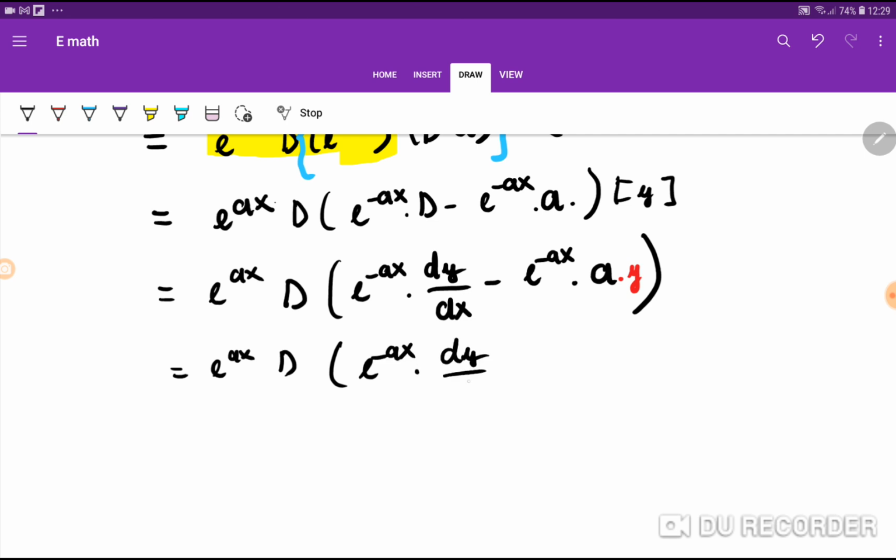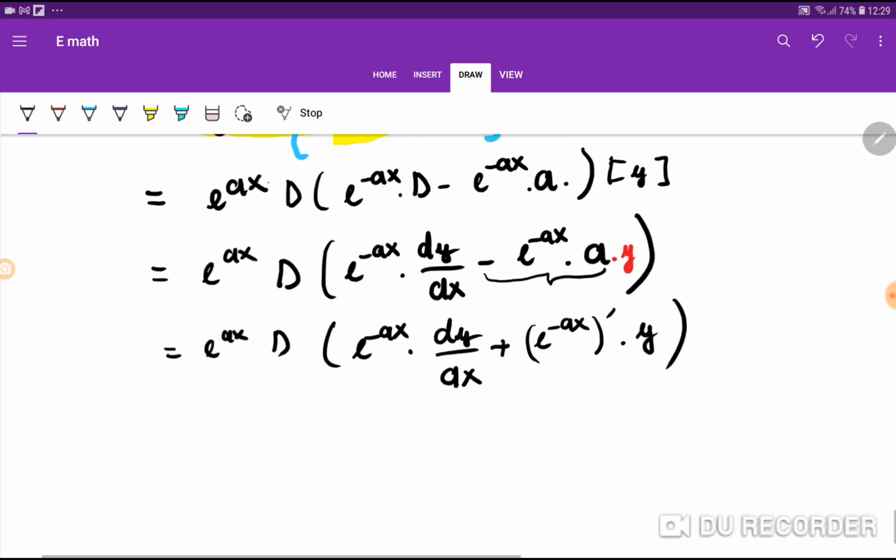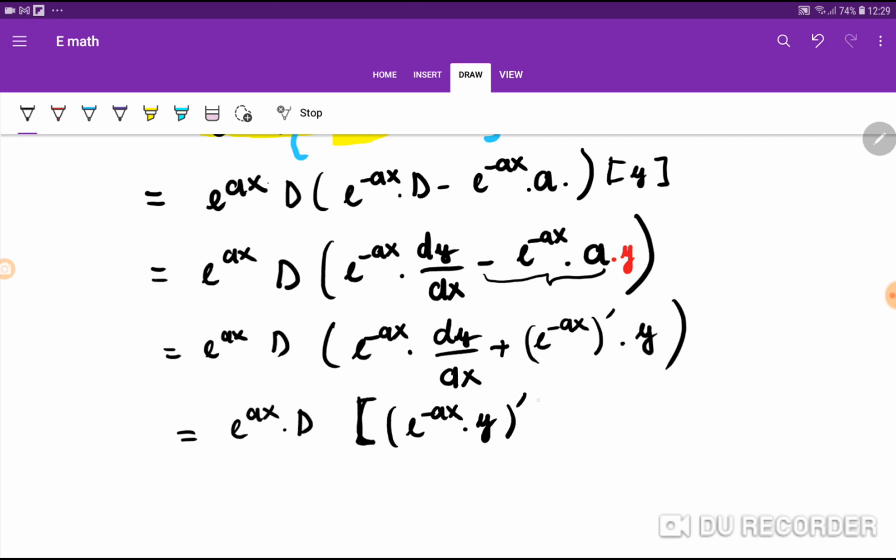dy over dx. Okay, and this term right here, you see what that is? It is the derivative of e to the negative ax, right? Alright, you see it? Using chain rule, we have this. This has become... You agree with me? Chain rule.